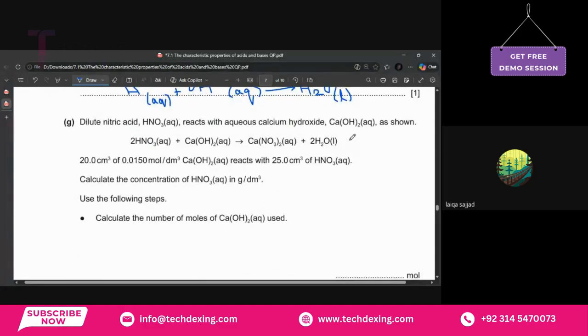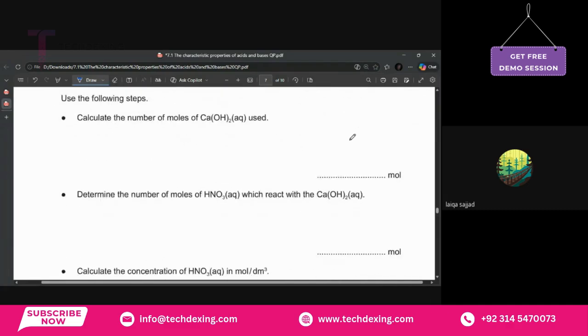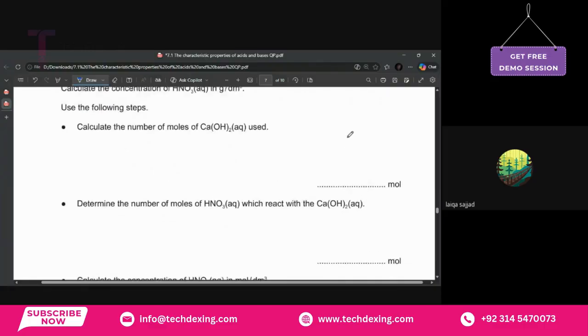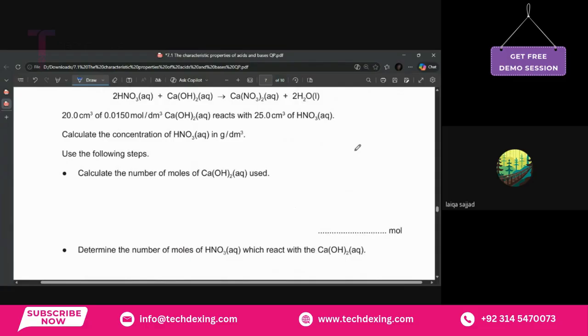Okay. And then we are given dilute nitric acid. It reacts with aqueous calcium hydroxide as shown. 20 centimeter cube of 0.010 mole per decimeter cube of calcium hydroxide reacts with 25 centimeter cube of nitric acid. You have to calculate the concentration of nitric acid in grams per decimeter cube. You can use the following steps. Calculate the number of moles of calcium hydroxide used. How will we calculate that?